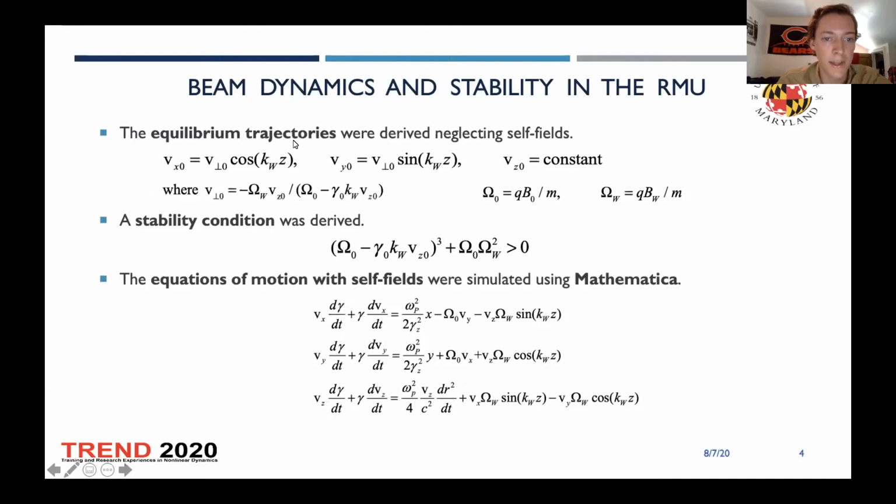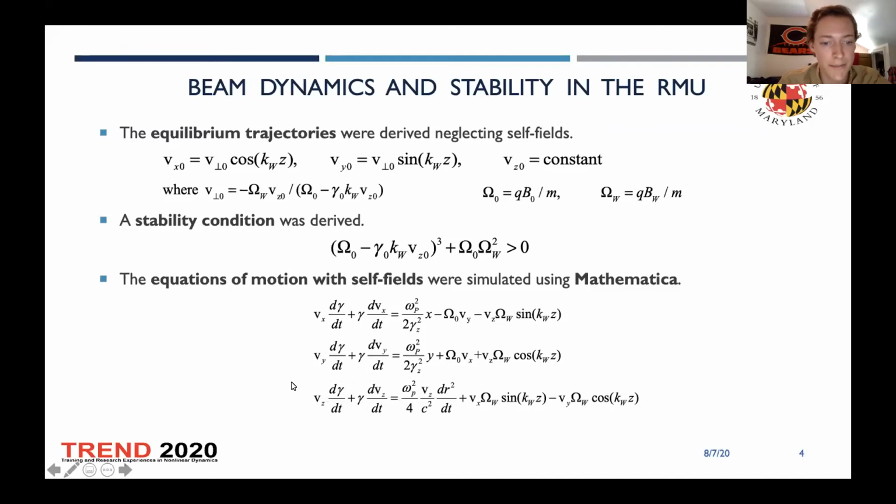We then came up with the equilibrium trajectories, neglecting self fields. Vx0 and Vy0 are just proportional to this Vperp that we created. Vperp is basically reliant on the cyclotron frequency of the Wiggler field given here. And it has a resonance where the relativistic cyclotron frequency of the longitudinal field is equal to k wiggler times Vz0, which is the period of these oscillations. We use these equations to derive a stability condition given by this inequality. When this is satisfied, the beam will be stable, and when it is not satisfied, the beam becomes highly unstable and falls apart.